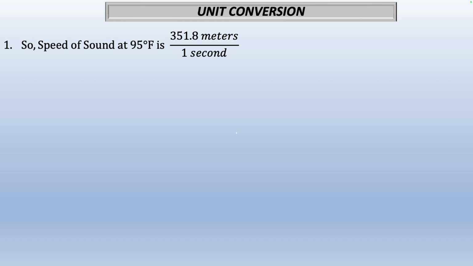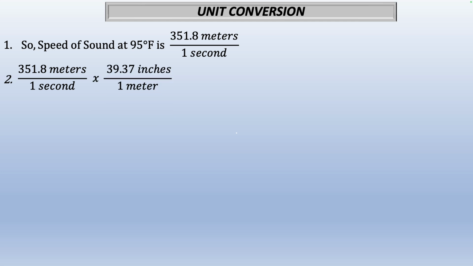So let's start off. The speed of sound at 95 degrees Fahrenheit is 351.8 meters per second, okay? So we're starting off with that. Now, this is what's called a conversion factor, okay? We know that 1 meter is equal to 39.37 inches, okay? And so you arrange the units so that one is on top of the other and they cancel out. So the meters go bye-bye, and now we have inches per second, okay?